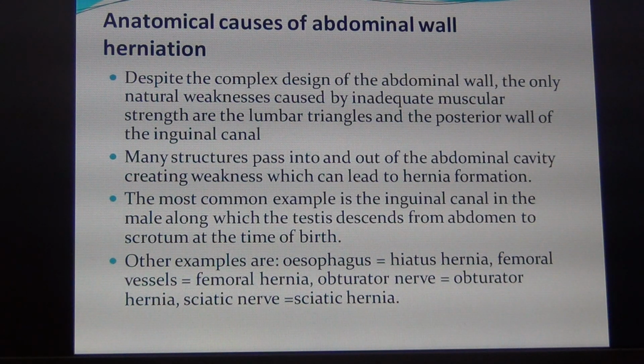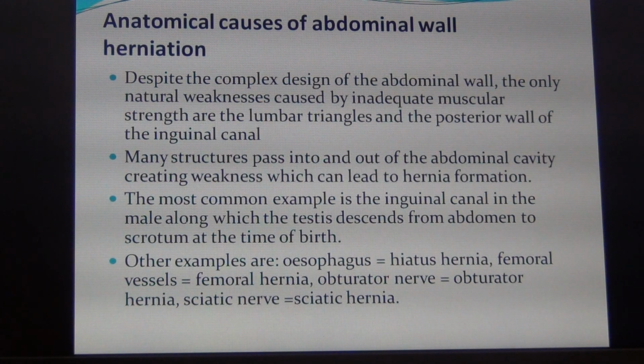Many structures pass into and out of the abdominal cavity, creating weakness which can lead to hernia formation. The most common example is the inguinal canal. You know that the testicles are undescended during pregnancy; they are present near the kidneys, and then they descend from the abdomen to the scrotum. At the time of birth, a defect will remain in the anterior abdominal wall at the deep inguinal ring and the posterior inguinal canal. This area is the site of the future development of hernia.